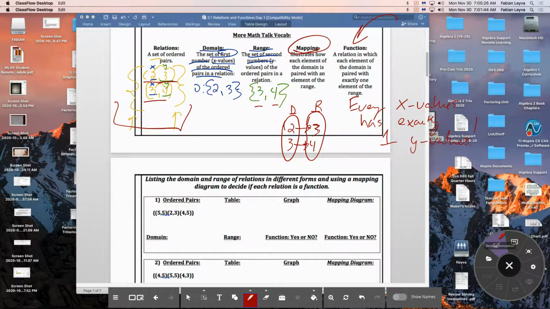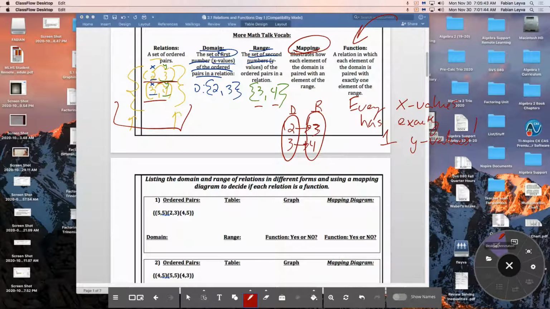So just memorize that every x value has exactly one y value. Whenever I ask you, hey, is this a function? That's all you need to be thinking in your head. Does every x value have exactly one y value? So that is pretty much the definition. We're going to start doing problems involving these.